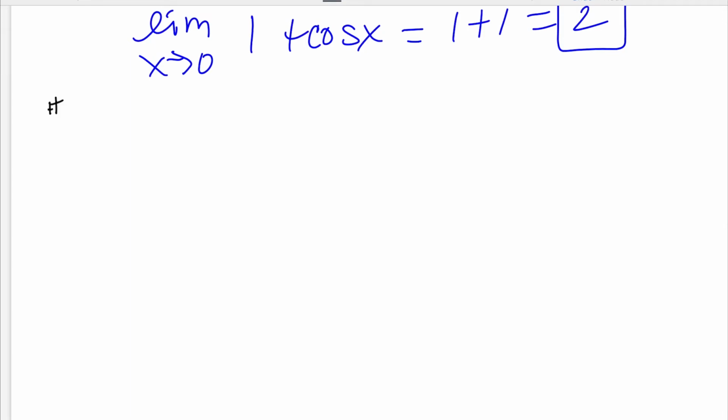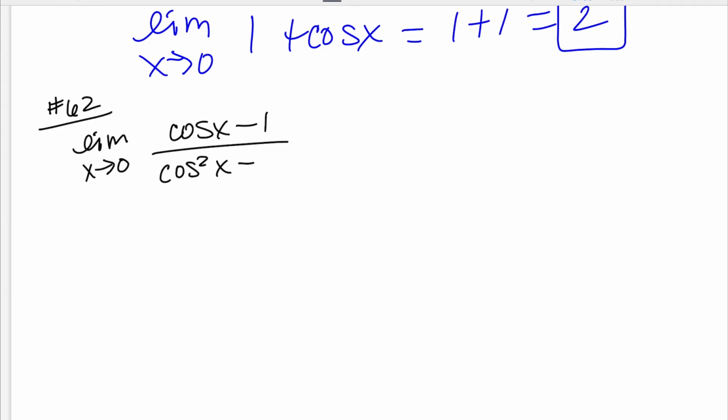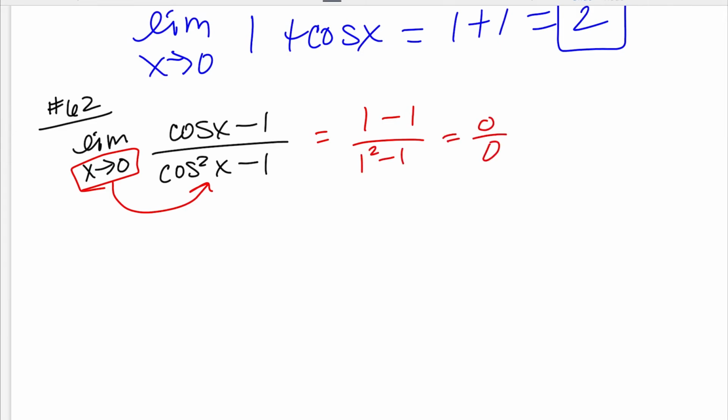Let's look at number 62. We have the limit as x approaches 0 of cosine x minus 1 over cosine squared x minus 1. What do you see right now? Can I cancel this right now? No. First of all, before you do anything else, you've got to plug that thing in. I have 1 minus 1 over 1 squared minus 1. We still got our zeros.